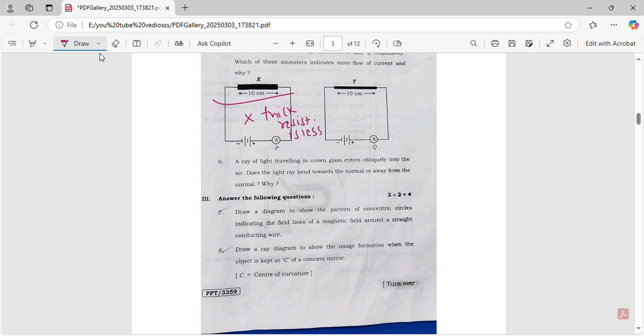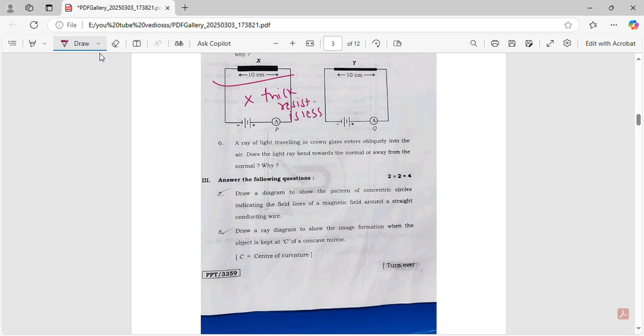Remember, a ray of light traveling in crown glass enters into air, that is, from glass to air, from the denser medium into the rarer medium, so it bends away from the normal. During our revision classes also I said, recently we uploaded a video, same question. I said D for denser, R for rarer. Everybody moves away from a doctor, so it bends away from the normal. Reason: the ray is traveling from denser to rarer.